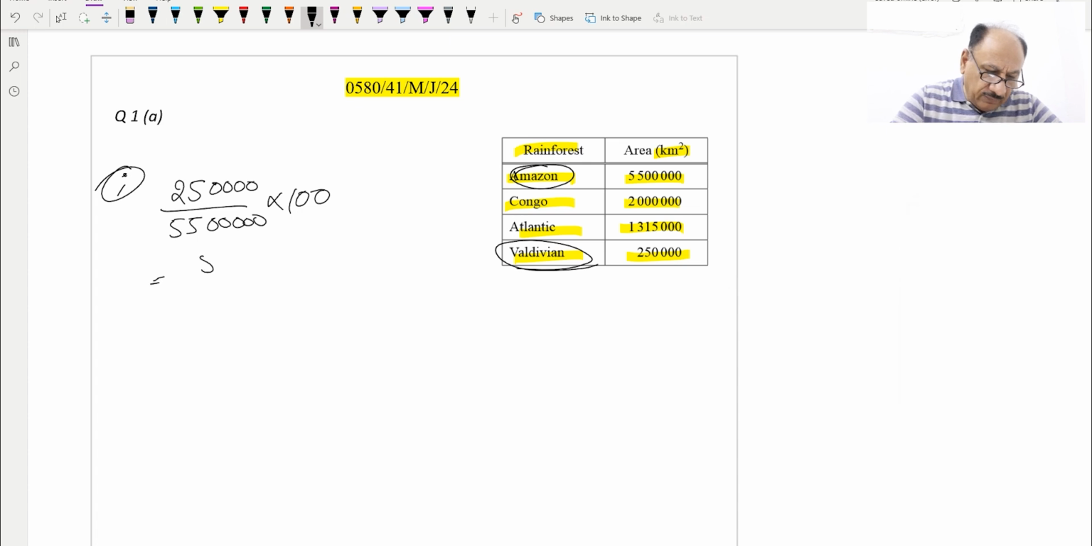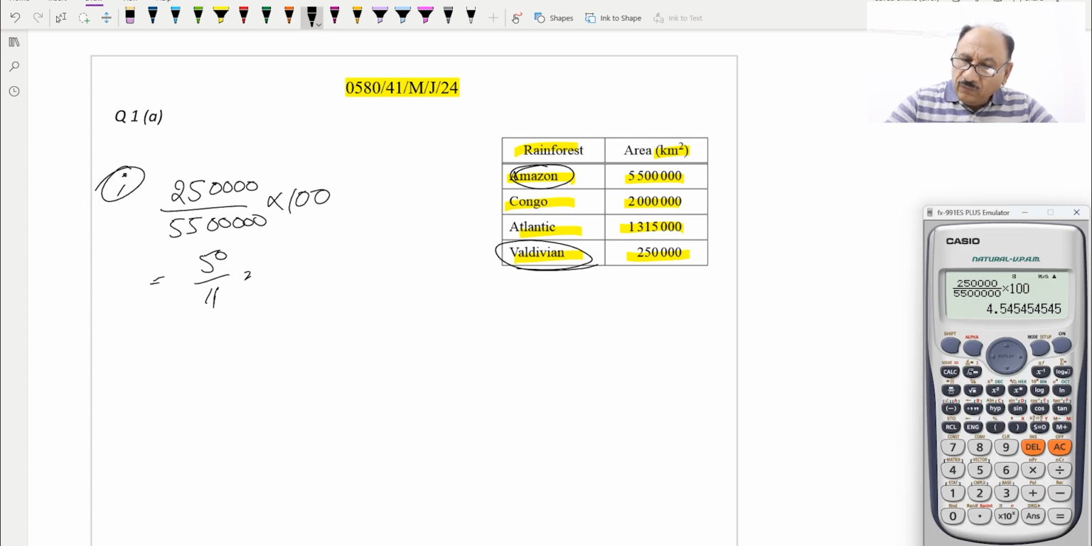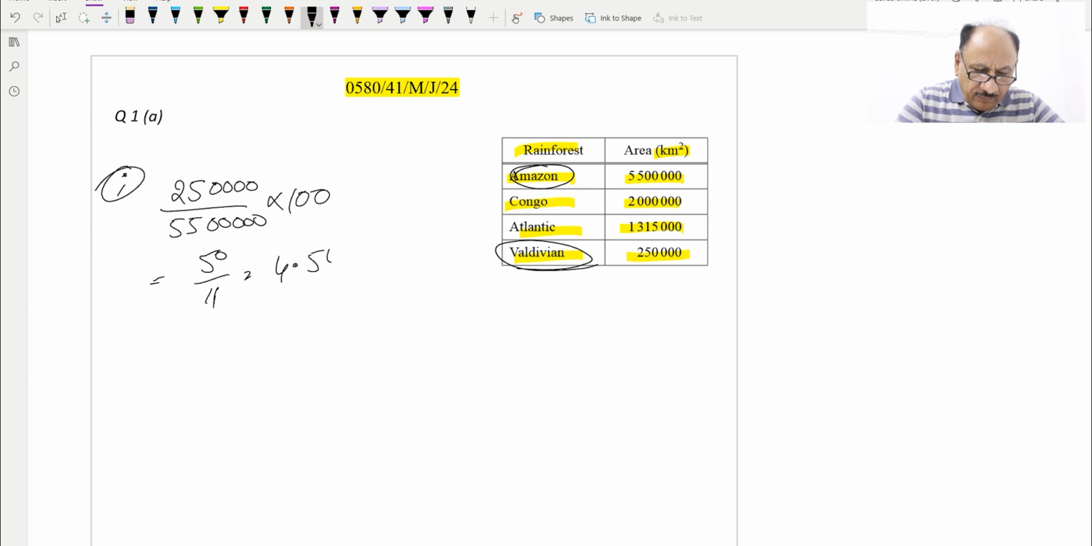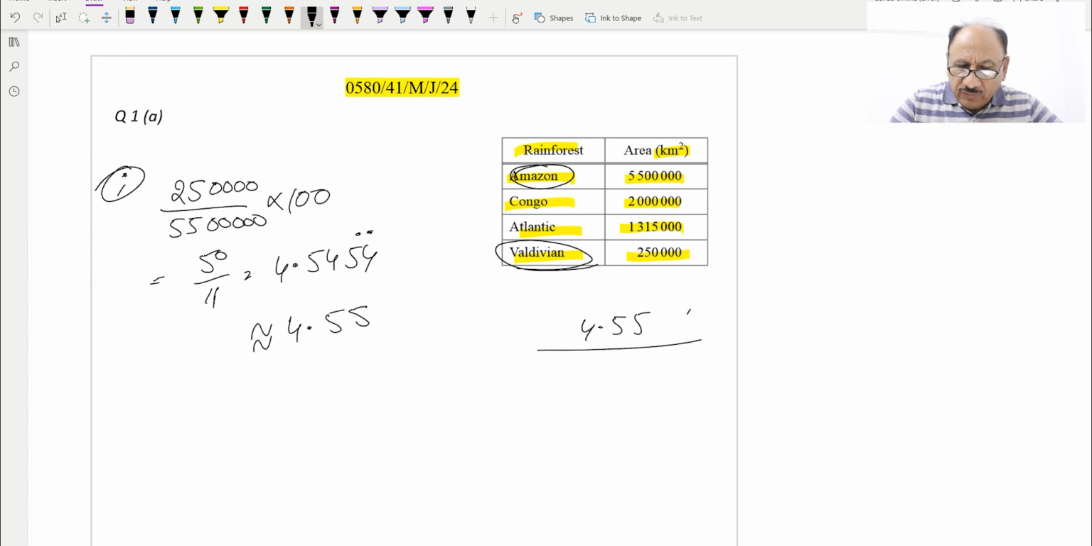We can write 50 over 11, and the decimal value will be 4.5454 recurring. This is recurring, so we can write approximately 4.55, and at the proper location it will be 4.55. We will always give the answer at the proper location. And this was a one mark question which we have done.